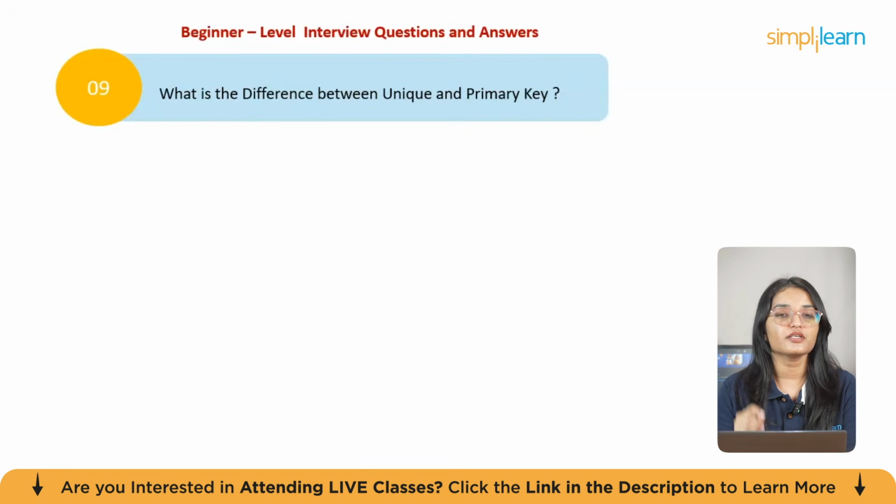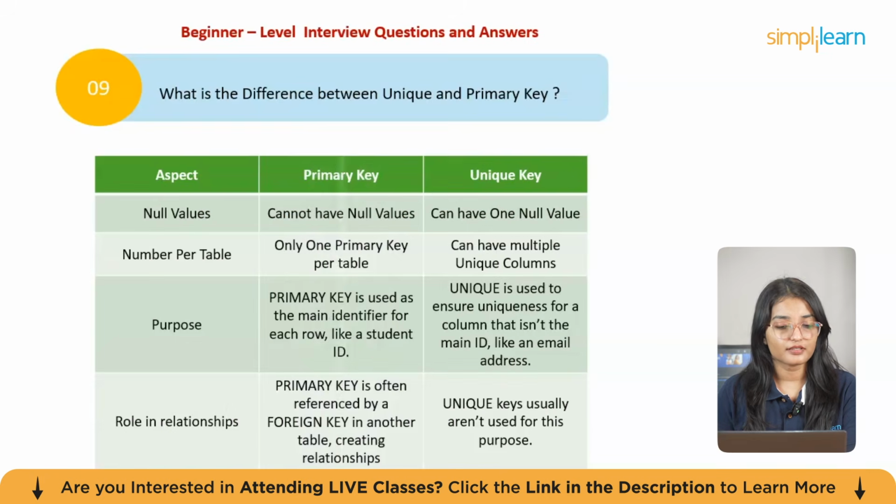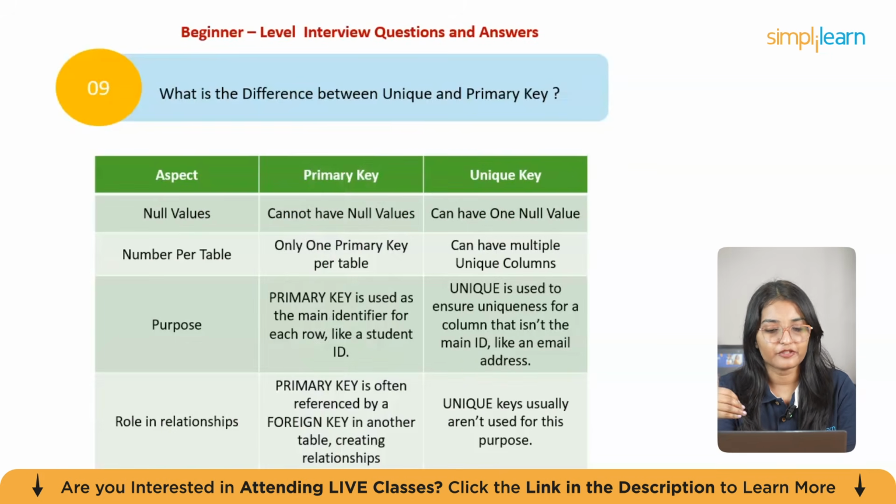Our ninth question is, what is the difference between unique and primary key? Now, to answer this, you need to clearly specify the difference. Let's talk about the null value first. In the case of primary key, it cannot have null values, whereas unique key can have one null value. Next is number per table. You can use only one primary key per table, whereas unique key can have multiple unique columns.